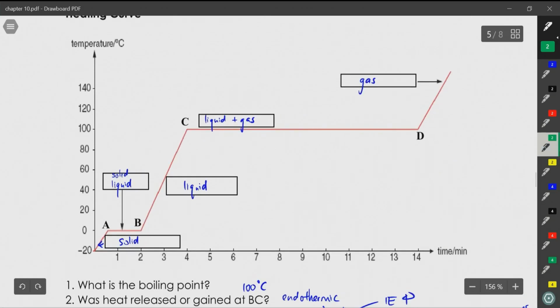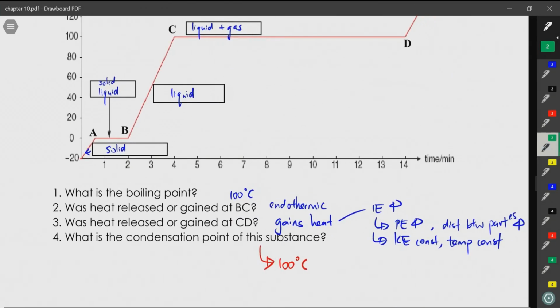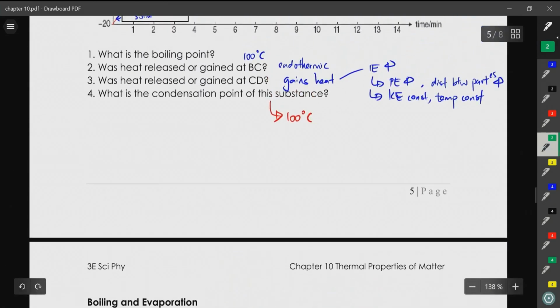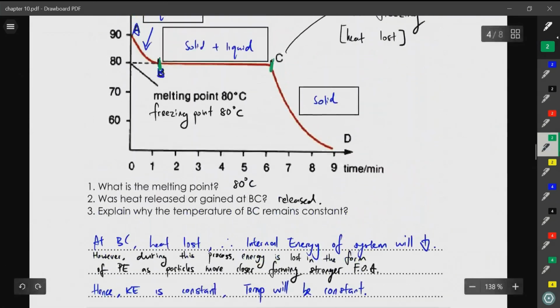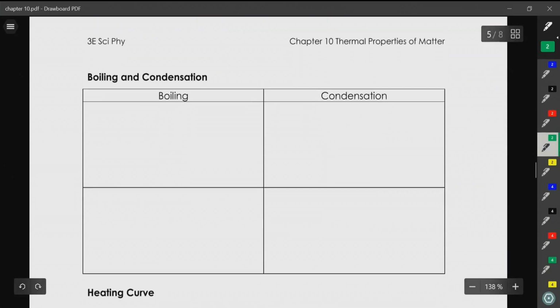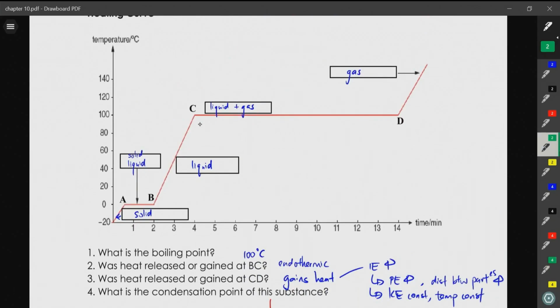We also talk about the heating curve, pretty much the same thing. So please craft your own answer. The question can be similar, like explain why the temperature of AB remains constant. Over here you might be asked, explain why the temperature of CD remains constant. And you also can be asked, why is the time taken for AB so much shorter than the time taken for CD to happen? So T of AB is so much shorter than T of CD.